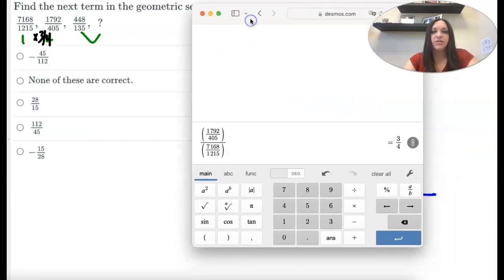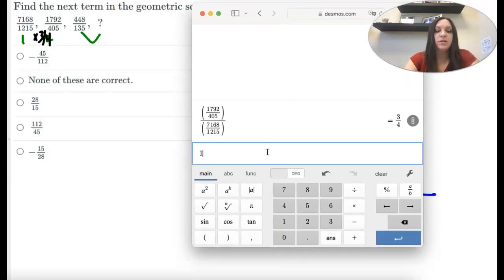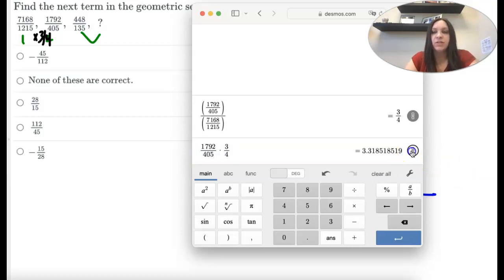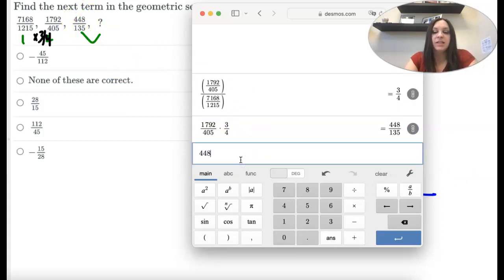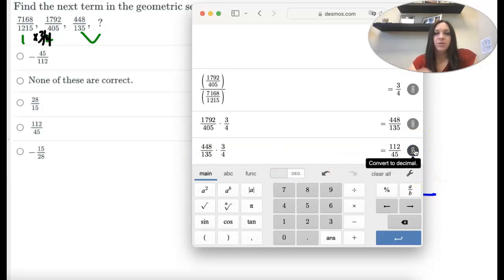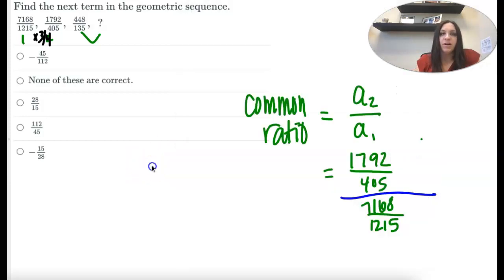And then we can even check our ratio. Let's say I enter the second term and I multiply by the ratio, which is 3/4, I should get the third term. And I do, 448 over 135. And then to get the next term, you just do the same thing. You would just keep multiplying by the ratio. So this one is 112 over 45. That's our next term.